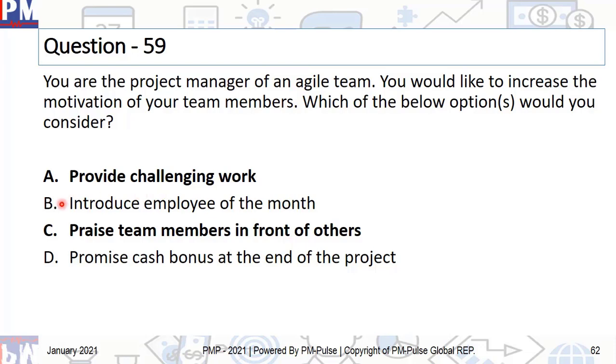But if you say B, introduce employee of the month, that doesn't really work very well because you're differentiating one from the other, and you're rewarding somebody who's not necessarily a team player. And when we talk about D, promise cash bonus at the end of the project, well, as I said, all of these things would work depending on which kind of hierarchy you are on the project. But agile teams, because they are self-organized, are considered a little more mature, and we would assume that they're not at the physiological level. And therefore, the best answers are A and C.